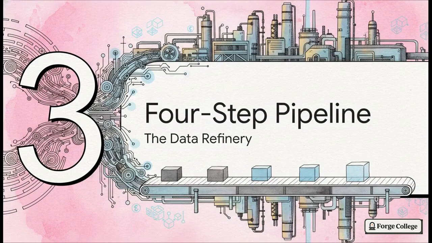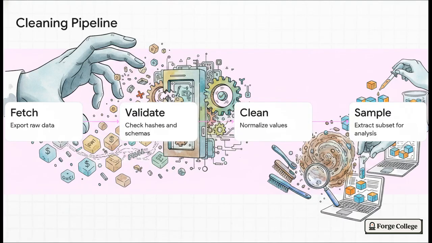All right, Section 3, the 4-step cleaning pipeline. To process all that crude data, we need a disciplined, mechanical, 4-stage pipeline. Stage 1 is fetching the raw data. Stage 2 is validating the schema. You want it to fail loudly if things are missing. Stage 3 is cleaning and normalizing those values. And Stage 4 is sampling and exporting the exact subset you need. Let's actually break these down a bit.